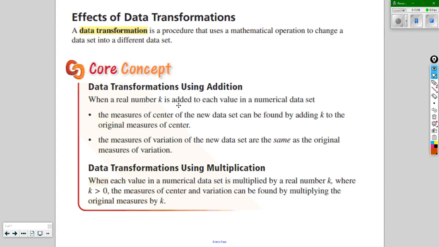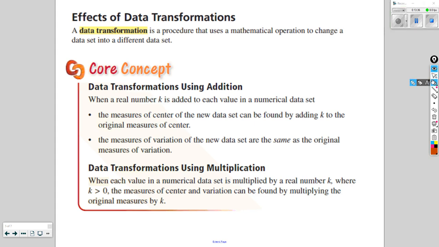When a real number k is added to each value in a numerical data set, the measures of center of the new data set can just be found by adding k to the original measures of center. Pretty simple, right? If we had to add some number to all the data values, we just add that number to all the measures of center. However, we wouldn't add that number to the measures of variation. The measures of variation would still be the same, right?